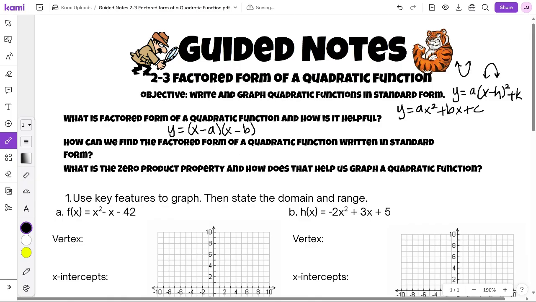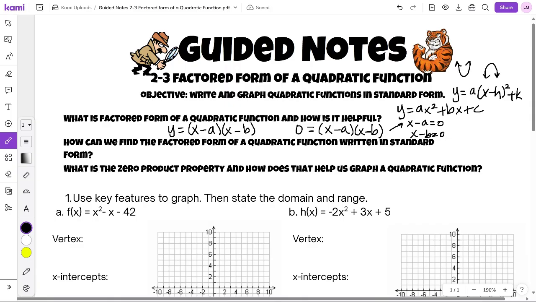You probably factored in Algebra 1. So this is what we're looking at. And how it's helpful is this will help us find x-intercepts. So I will set these factors equal to 0. And so this is called the zero product property. And so to find the x-intercepts, I set each factor equal to 0 because the zero product property says when I have factors, one factor is equal to 0 or the other factor is equal to 0.